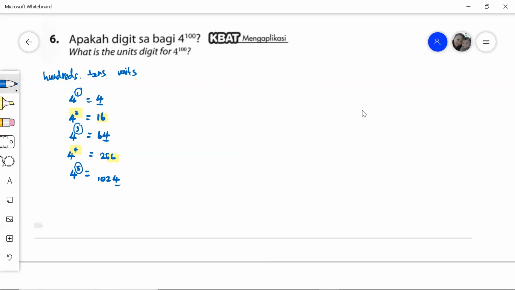Therefore, now we can make a conclusion. For 4 to the power of 100, we check whether the index is an odd or even number. The index is even. So since the index is even, the units digit is 6, as all even indices end with 6. Therefore, the units digit is 6.